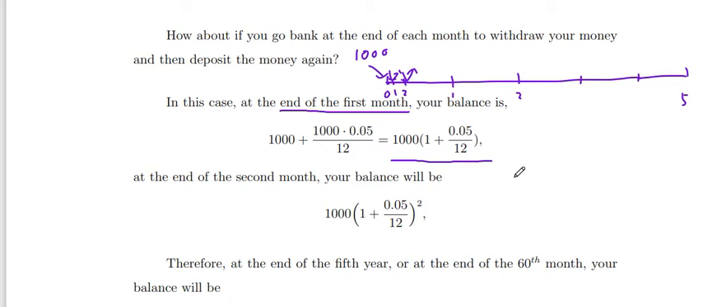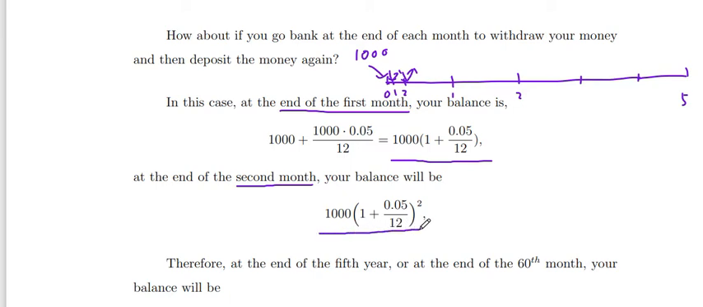So we say the 5% interest rate is for the annual year. For 1 year, I give you 5%. So for 1 month, I can only give you 5% over 12, right? Okay, so use the same method. We can find, at the end of the second month, my balance will be this.